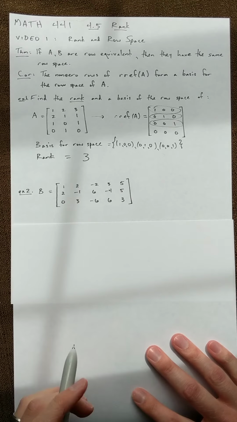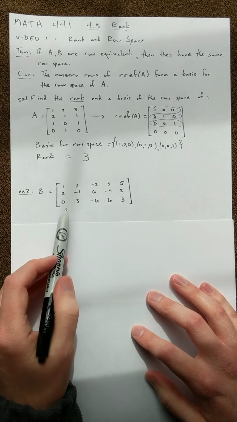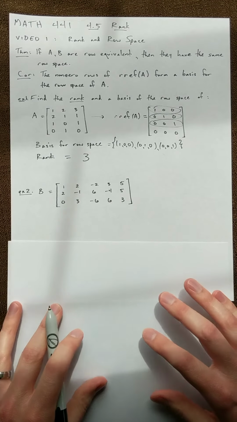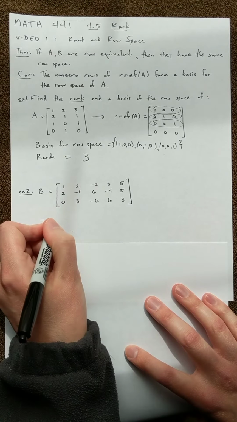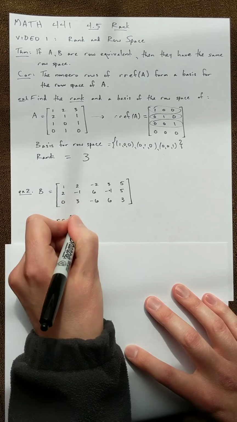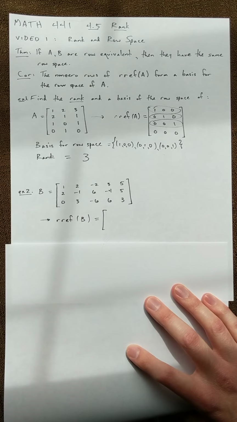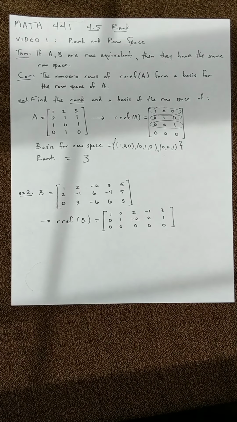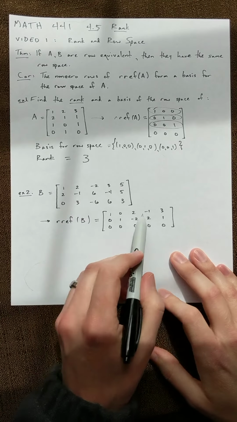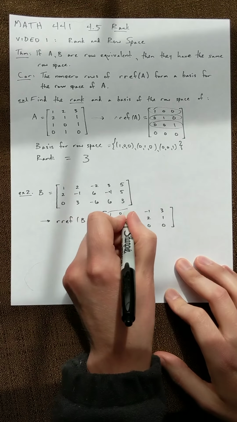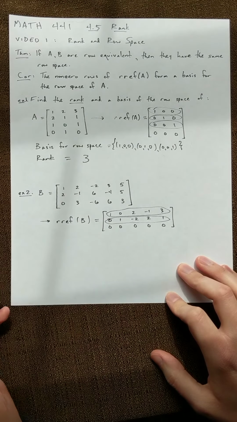Okay, let's try another one. Here's a matrix B. Again, I'm going to type this in a calculator and get the reduced row echelon form. This one is wider than it is tall, so I shouldn't have any problems with row reducing it. I'm going to pause the video real quick and write down the row reduced version. Okay, so our row reduced version of B is this matrix, which has 2 non-zero rows. So those 2 rows are going to be my basis of the row space.